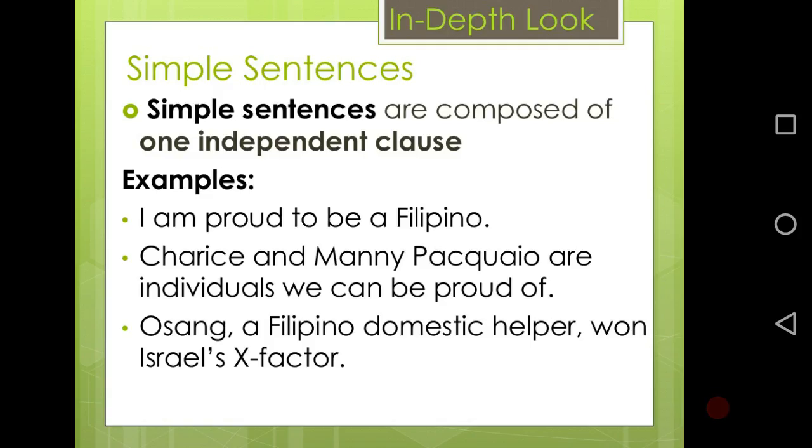There are many Filipino individuals who we can be proud of. It is a simple sentence. There are many Filipino individuals we can be proud of. It is a simple sentence. Also, a Filipino domestic helper won Israel's is better.